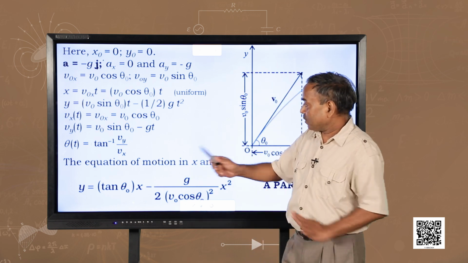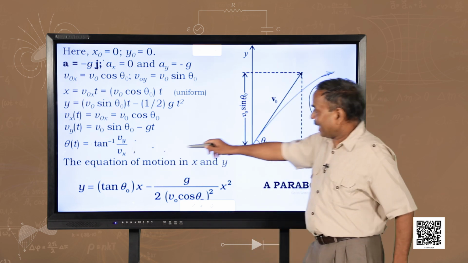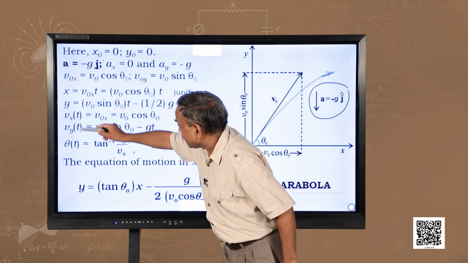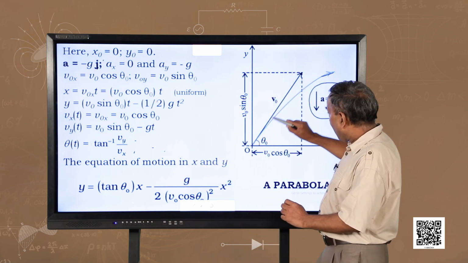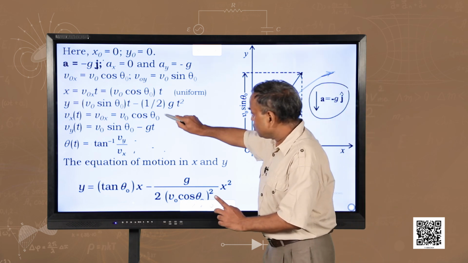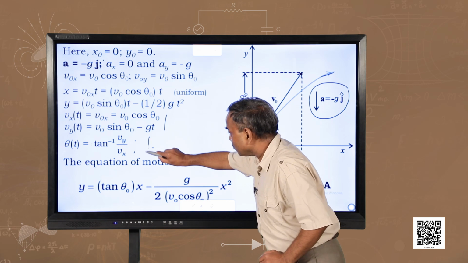Now, the angle you can very well define by v y by v x at any point of time, where v y and v x are given by these two equations. So, during the whole path of its journey, the velocity will keep on changing through these equations, and the angle with horizontal will keep on changing through this equation.